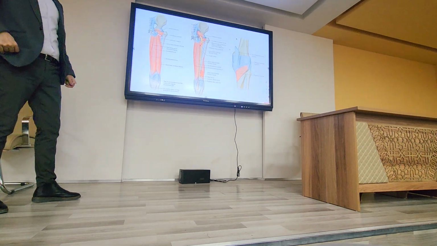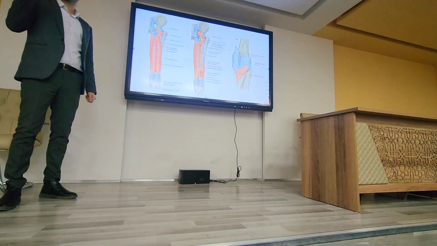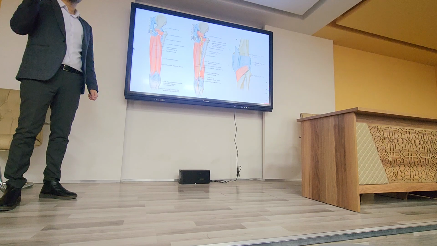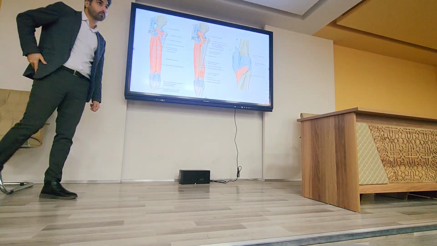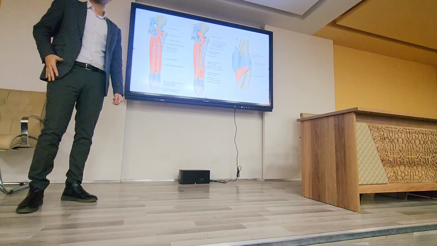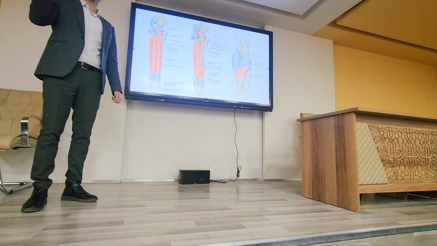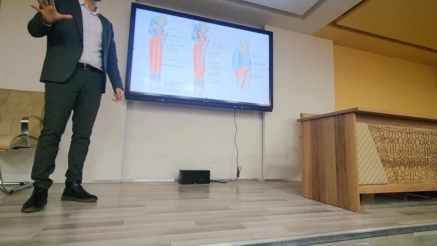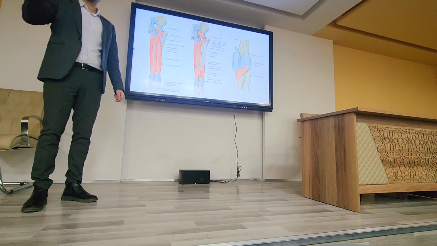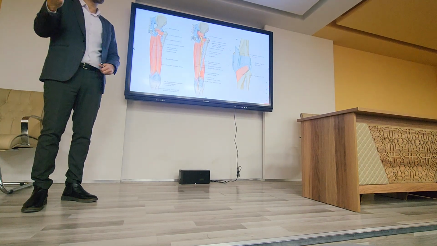So which muscles can extend the hip? Hamstring muscles and gluteus maximus. Gluteus maximus also can extend the hip. Which muscle can abduct the hip? Gluteus medius, minimus and most of the muscles in the deep layer: piriformis, obturator internus, gemellus superior, inferior.